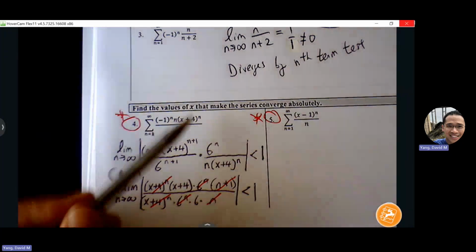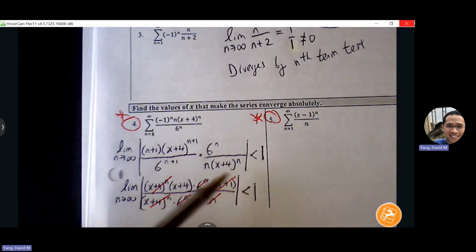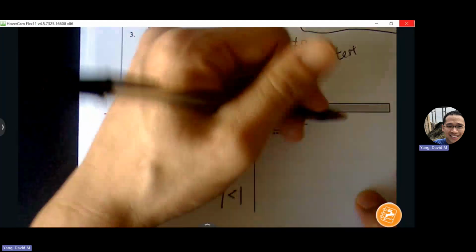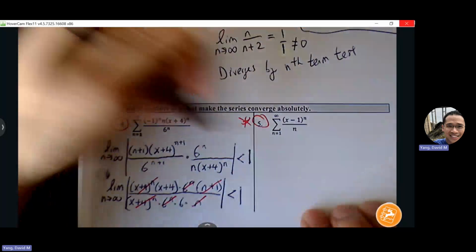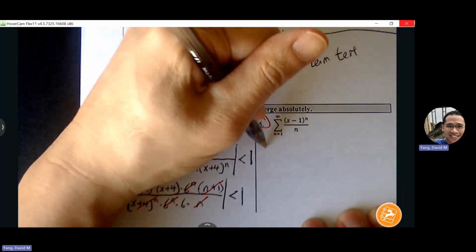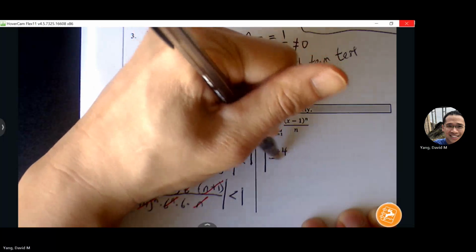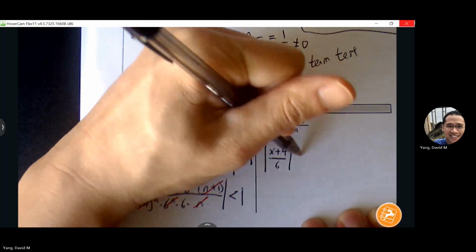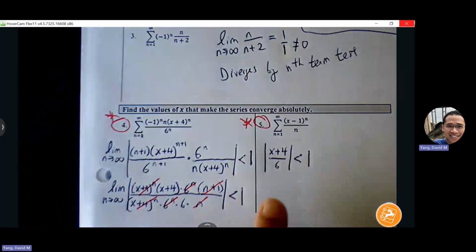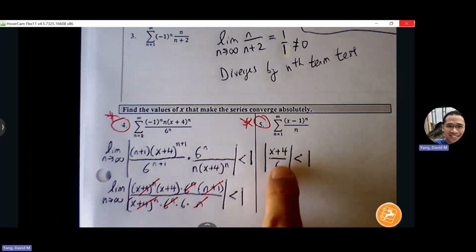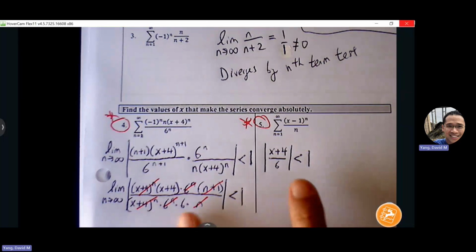So we're basically trying to figure out what are the values of x that will make this series converge. I'm going to bleed into the space for number 5 here a little bit. But this is what I have left. I have absolute value of x plus 4 over 6 is less than 1. This is the leftover, right? We know that n approaches infinity. The x is not going to be influenced by n. It's just going to stay there. Are we okay up to this stage?